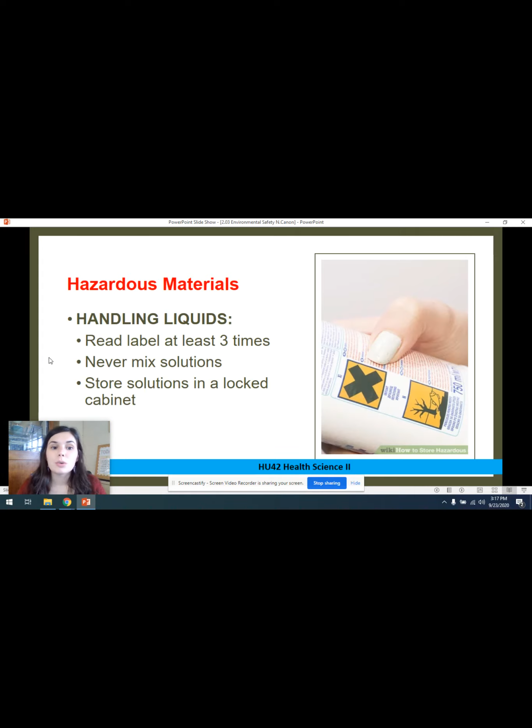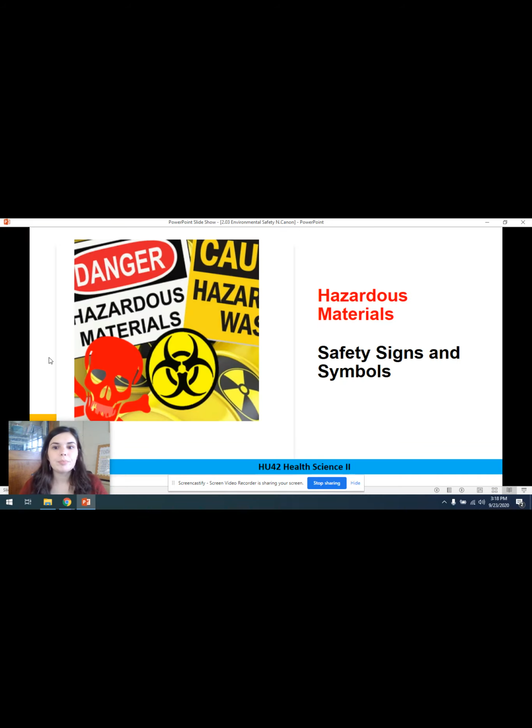Handling liquids, it's always important, like I said, to read the label at least 3 times and to never mix solutions. You don't know what kind of reactions might happen between those 2 different chemicals, so it's better to just leave them separate. Also, you should always store solutions in a locked cabinet or a locked closet. Typically in hospitals, there's a specific room where these types of things are kept, and it's usually behind either a key or a PIN code to get in.